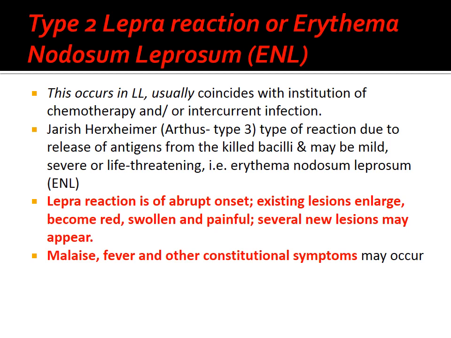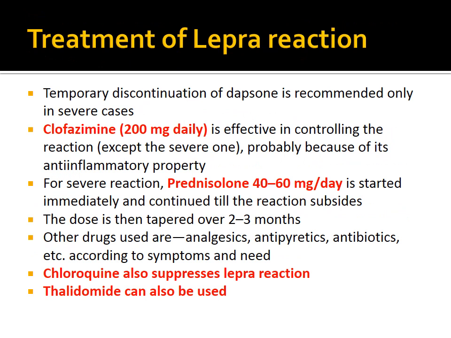Okay, now what is the treatment of this lepra reaction, that is type 2? The temporary discontinuation of dapsone, especially in the severe cases. Okay, stop the dapsone in severe cases. And which are the drugs which are given? First is clofazimine, 200 mg daily. It is effective in controlling the reaction except the severe one, probably because of its anti-inflammatory property. So remember, clofazimine can be given in type 1 as well as type 2.